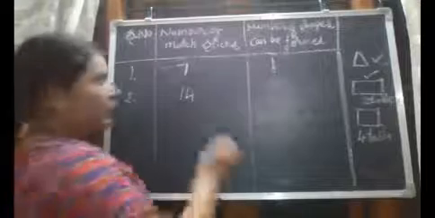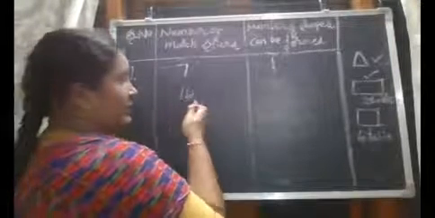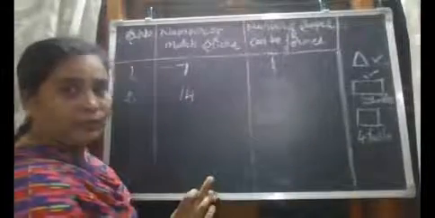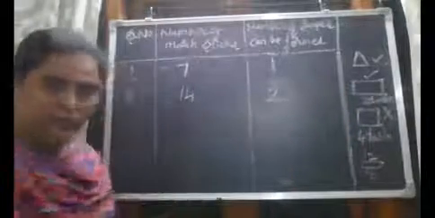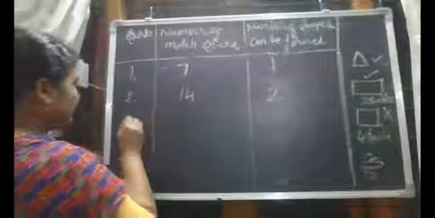So do we get 14 in the 2 table? Yes, so we can make a rectangle. Do we get 14 in the 4 table? No. 4 3s are 12, 4 4s are 16. So 14 is missing, isn't it, children? So we cannot make a square. So how many shapes can be formed? Rectangle and triangle, only 2. Okay, children? Next one.